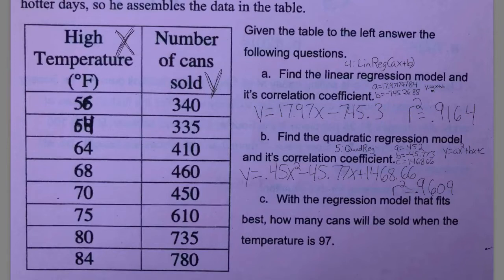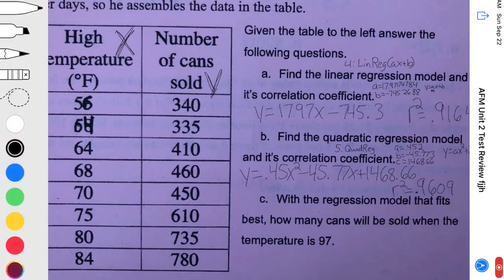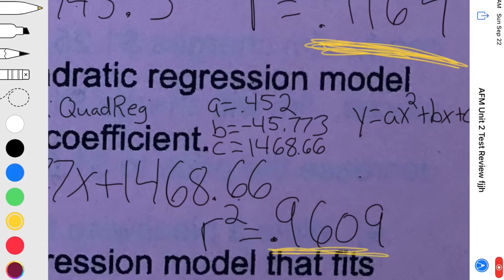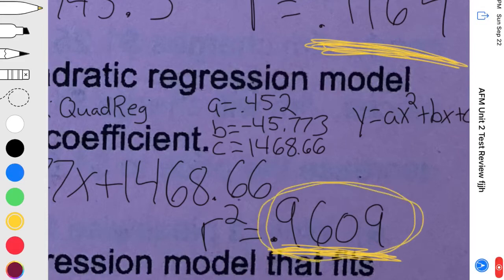So for C, with the regression model that fits best, how many cans will be sold when the temperature is 97? So I only want to look at my R squares. So only looking at 0.9164 versus 0.9609. Well, which one is closest to 1? The quadratic correlation coefficient gives us closer to 1, so that is the one that we are going to use.